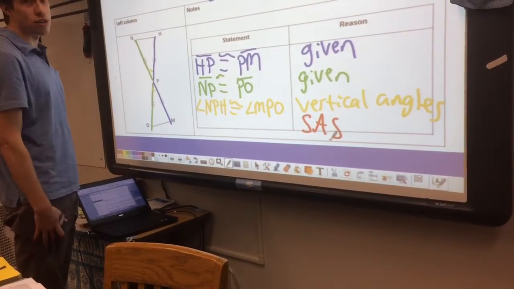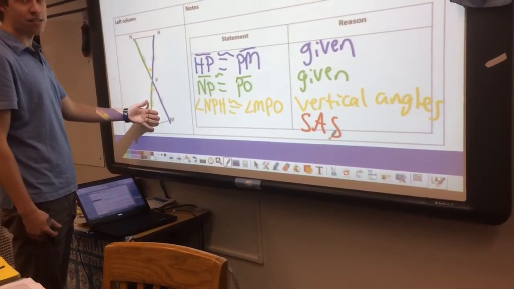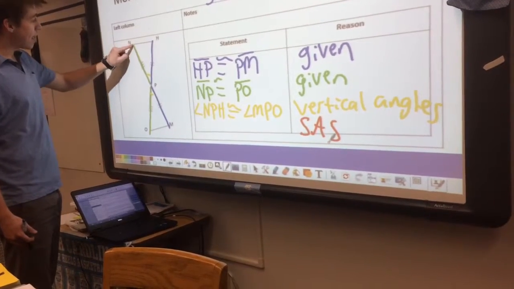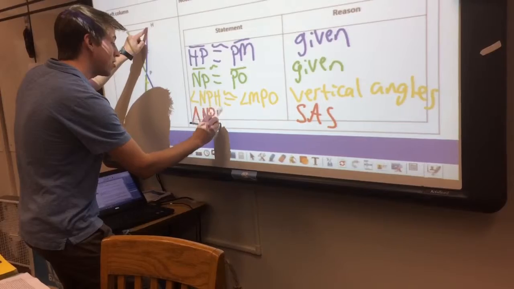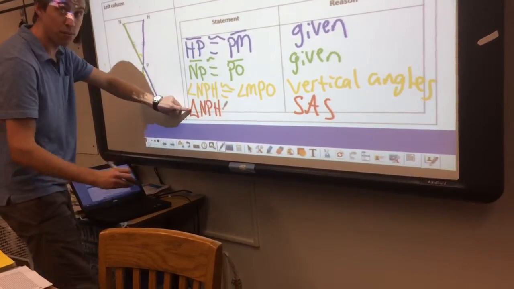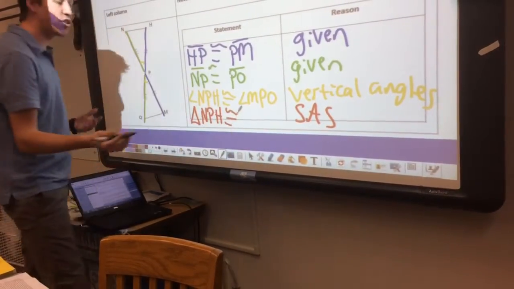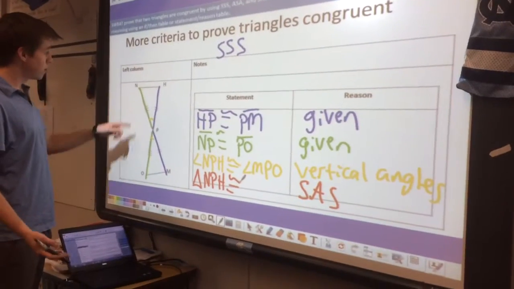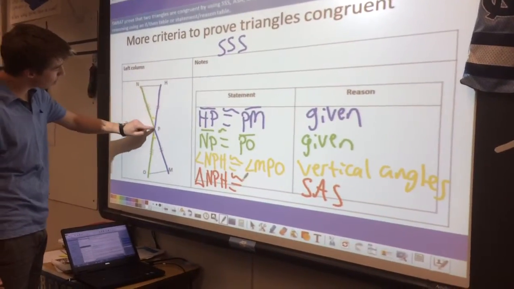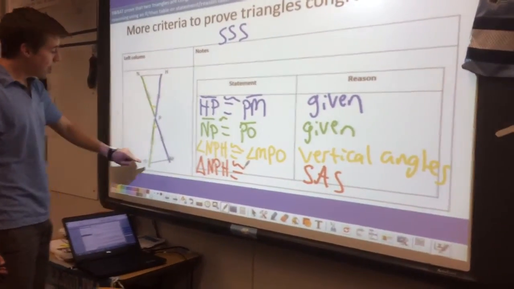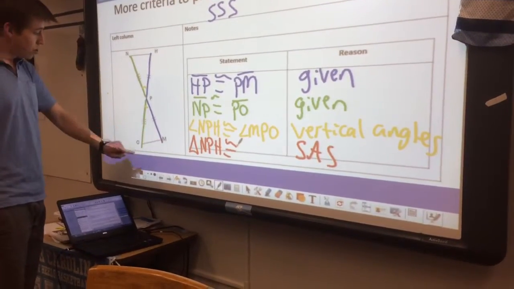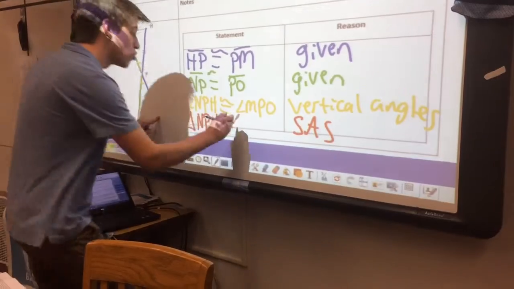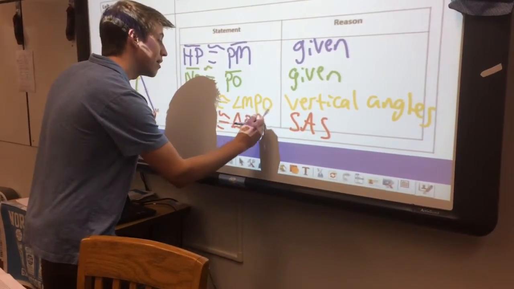Now let's name the triangles that we know were congruent with SAS. I'm going to say triangle NPH. That's why it's important to use your correct symbols here. And I have to do the same order. The order matters. So if I went down the side with 3 and up the side with 2, I have to go down the side with 3 and down the side with 2. So I'm going to say triangle OPM.